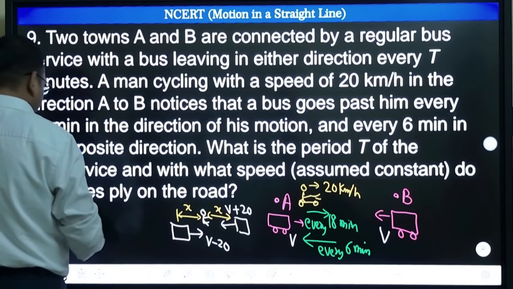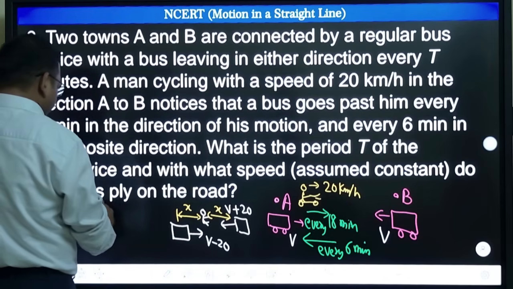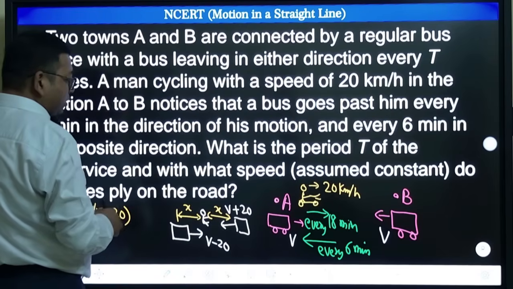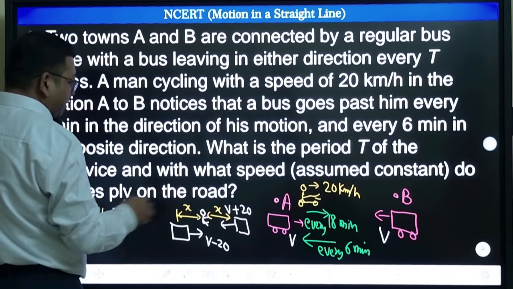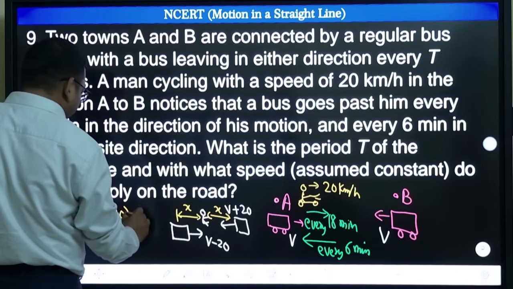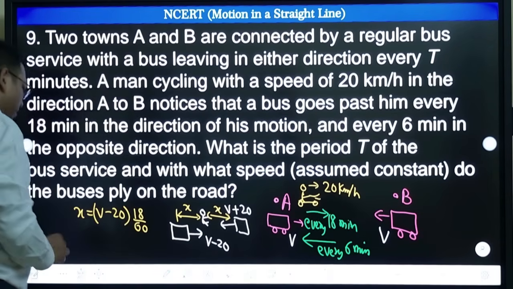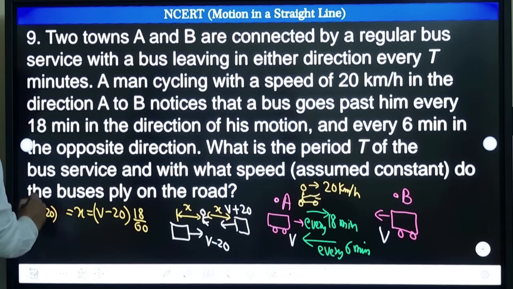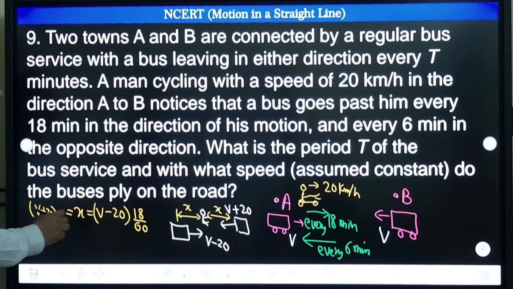x is equal to distance, which is speed into time. Speed is v minus 20, multiplied by the time, 18 minutes, which you can convert by dividing by 60. And this x is also, from the opposite direction, v plus 20 multiplied with the time. That time is 6 minutes, so 6 minutes means 6 by 60.